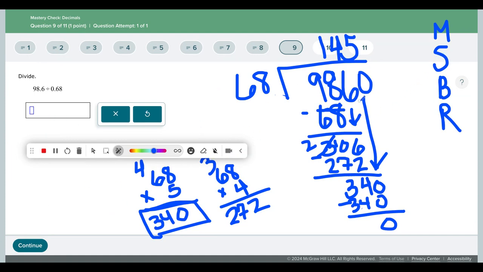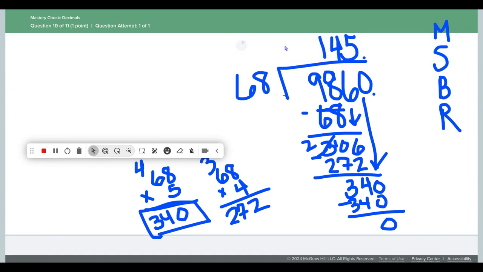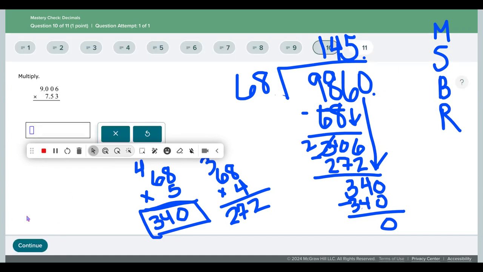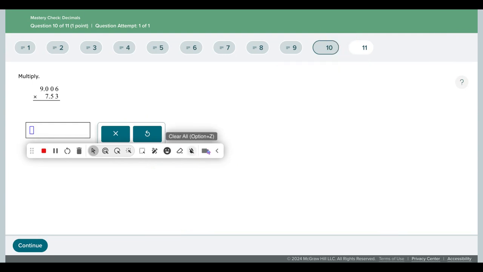And again, I didn't even need to have a decimal in my answer. Technically, it's still sitting there because when I moved it over, it was sitting right here. So the decimal doesn't even really need to be typed in there if we don't want it, okay? 145. And we are ready to clear that one out.